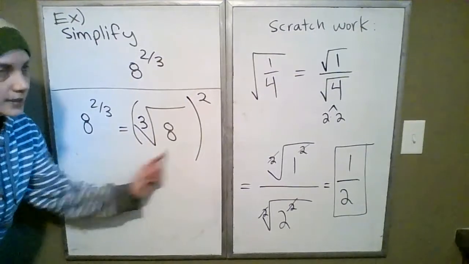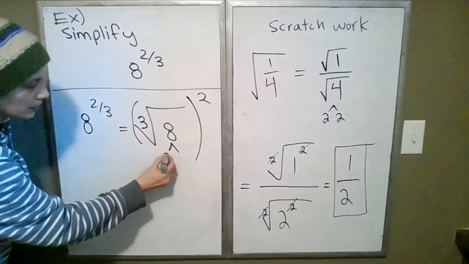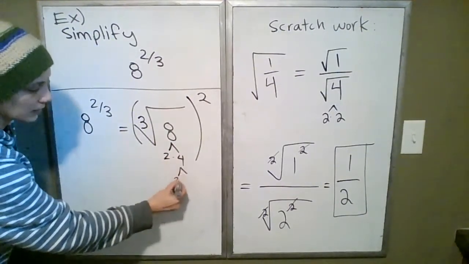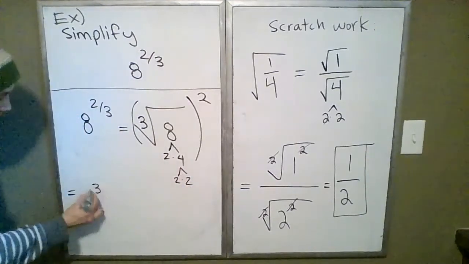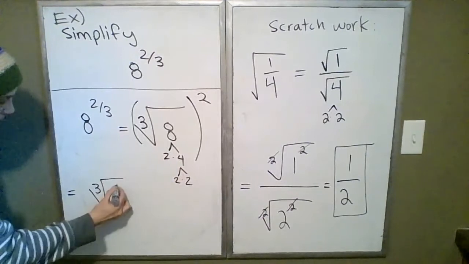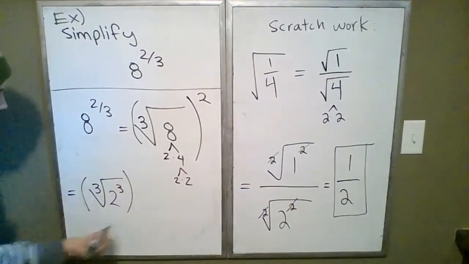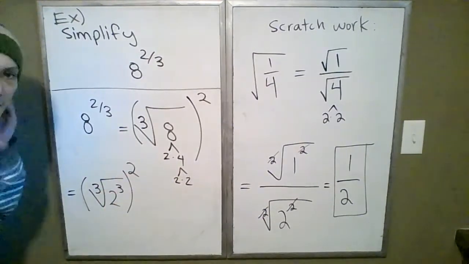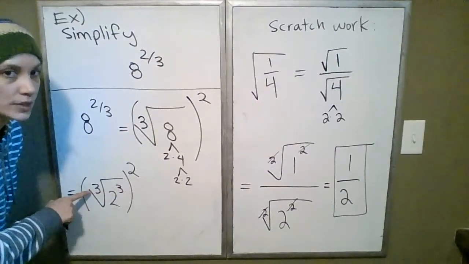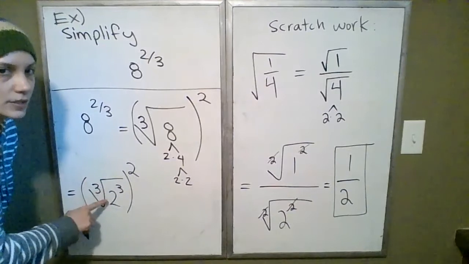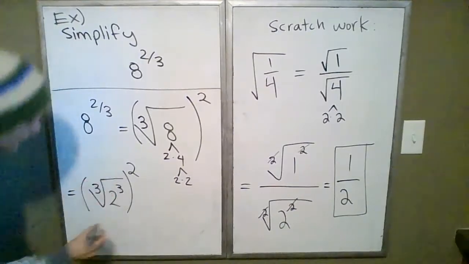If you factor 8, it would be 2 cubed. And then we're going to square after that. Cool. So that power 3 matches the root 3. So this will simplify to 2, and then it's squared.